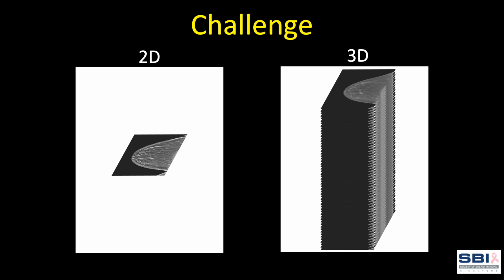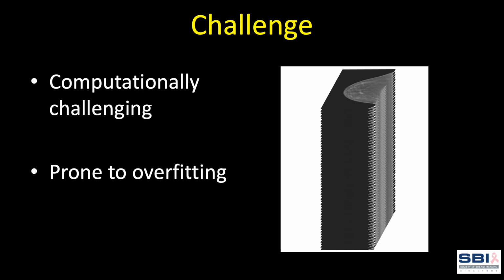With DBT, the amount of data can be 100 times more than FFDM. This amount of data isn't just challenging for the human cognitive system, but also for AI algorithms. For one, it's computationally challenging. Even the best GPUs struggle with the amount of memory required for DBT, and even 2D models can take a week to train, so scaling this naively to DBT could take months.